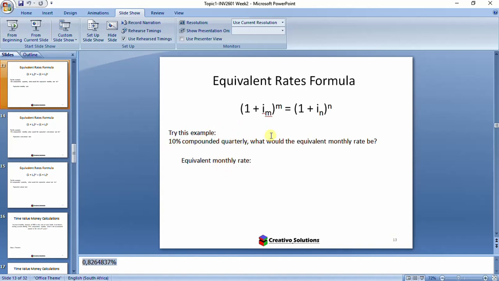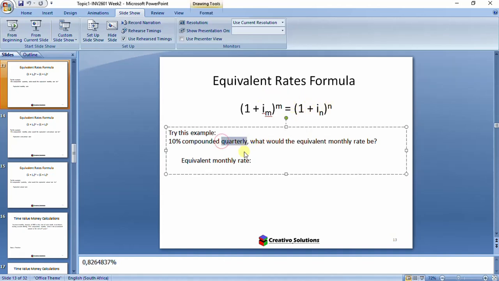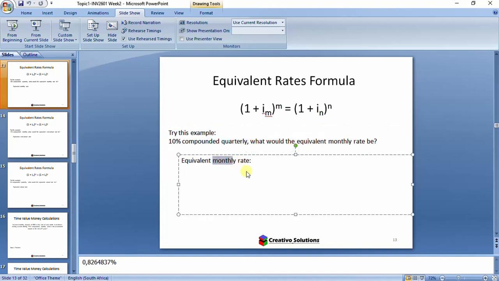I4 is the interest rate per quarter. So you're trying to convert a quarterly rate to a monthly rate. And that's important to note. So quarters and months are different, obviously. If you're looking at converting a quarterly interest rate to a monthly interest rate, you're going to use this equation to calculate it.